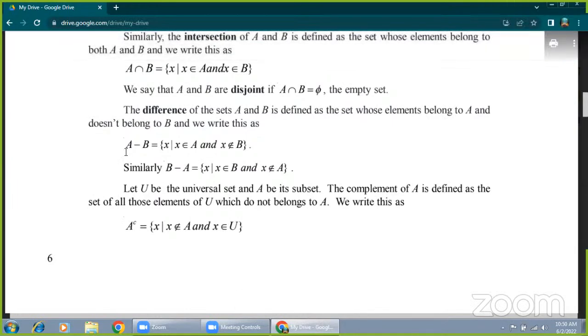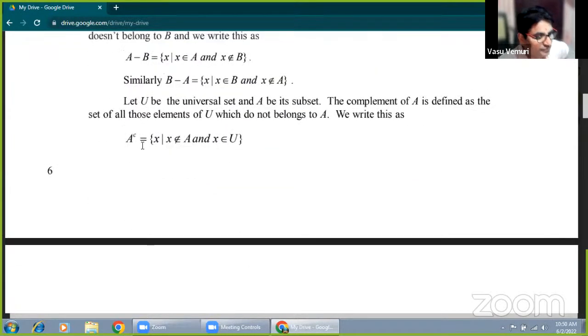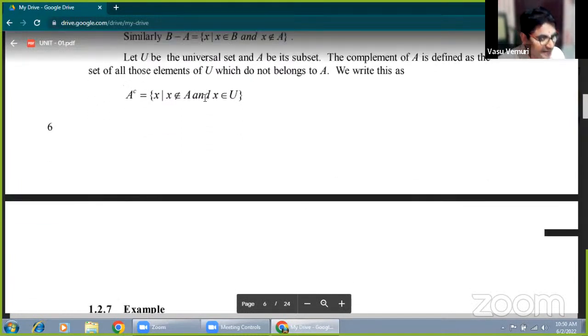Sir, what is the difference between intersection and difference? A minus B equals the set of x such that x belongs to A and x is not in B. Similarly, B minus A is the set of x such that x belongs to B but x is not in A. That is B minus A.